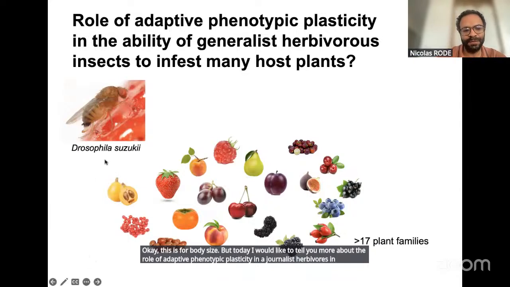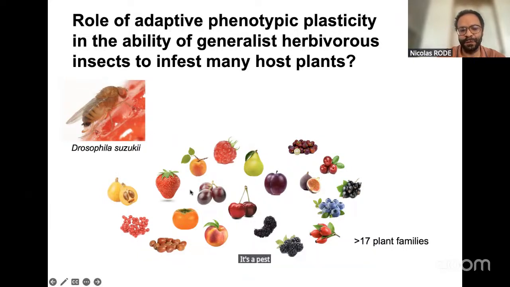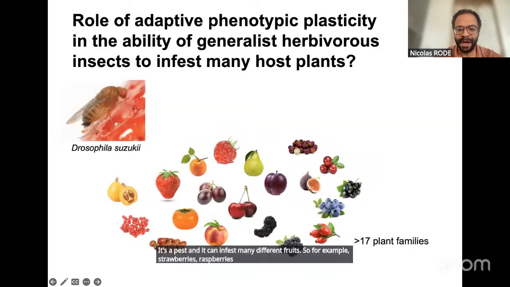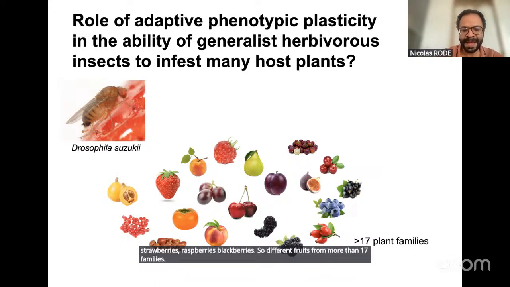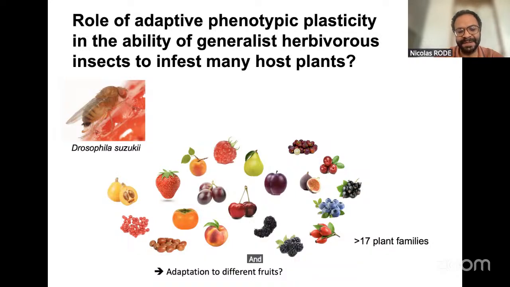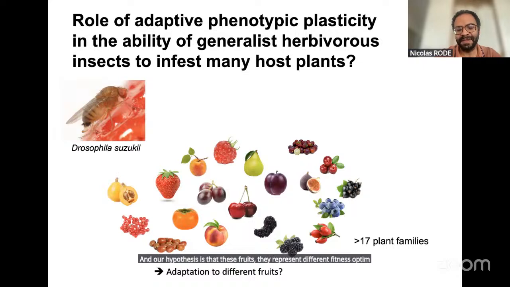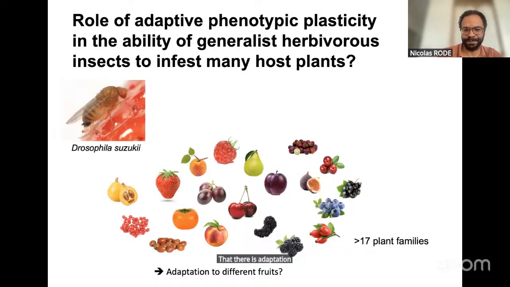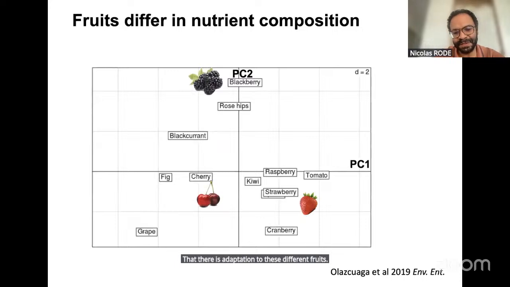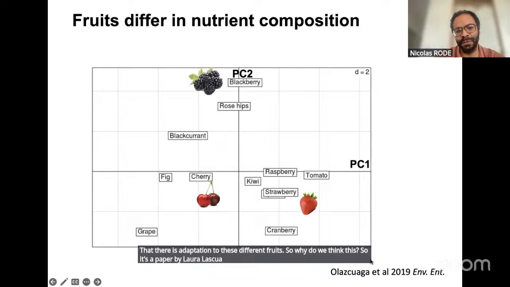So I told you I work with Drosophila suzukii. It's a pest and it can infest many different fruits. So for example, strawberries, raspberries, blackberries. So different fruits from more than 17 families. And our hypothesis is that these fruits represent different fitness optima. So that there is adaptation to these different fruits. So why do we think this? It's a paper by Laura Lasquaga, a former PhD student, where she studied the chemical composition of different fruits.